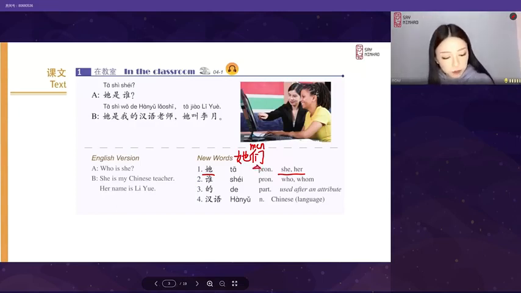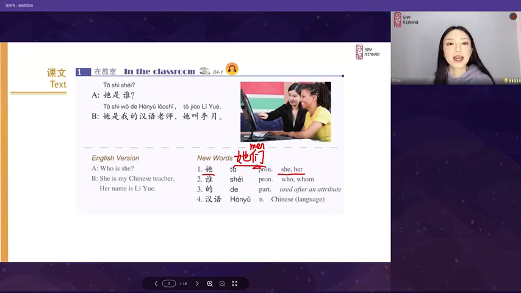So this 们, men, is a neutral tone, so we need to read it soft and quick. 她们 means they, and they are all females. Now try to make a sentence. They are all Chinese, by using they. They are Chinese. Okay, try to make this sentence.